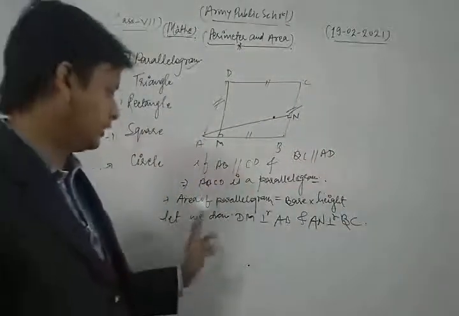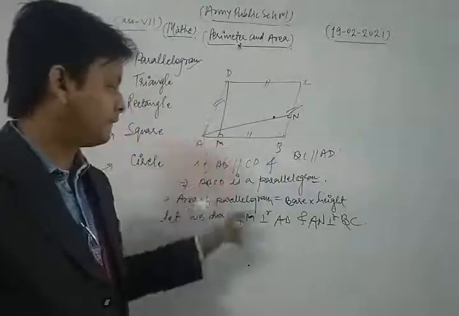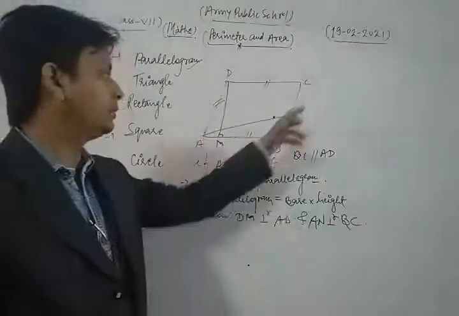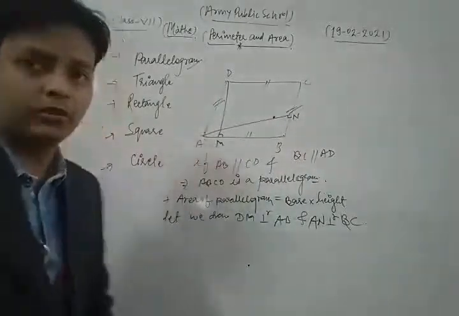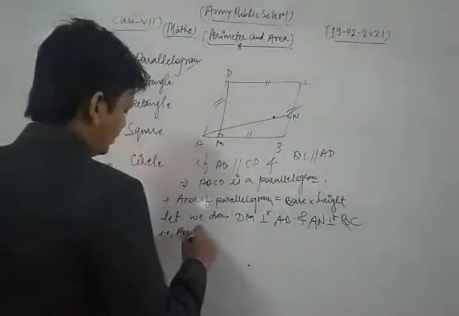Let's see once more time. Let us draw DM perpendicular to base AB and AN perpendicular to base BC. Then what is the area of parallelogram?